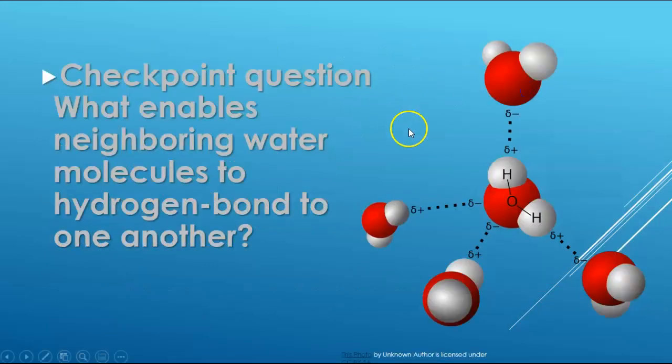Here's another question for you. What is it that enables neighboring water molecules to hydrogen bond to one another? And of course, you should have answered the electrical attraction between the slightly negatively charged part of one molecule with the slightly positive charge of a different part of a different molecule.